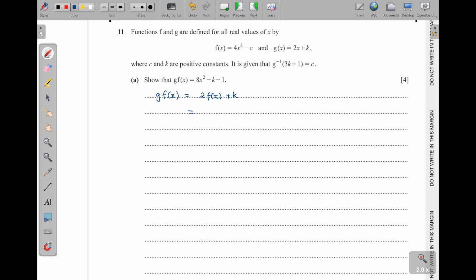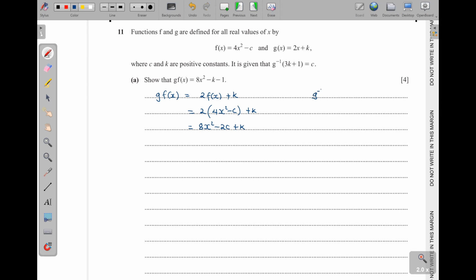Now, what is f of x? So we shall put 2 into 4x squared minus c, then plus the k. When you open the brackets, this will be 8x squared minus 2c, then plus k. In this expression here, there is no c, so we have to look for the value of c. Now, we come to this one here.